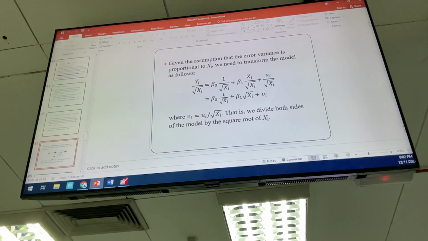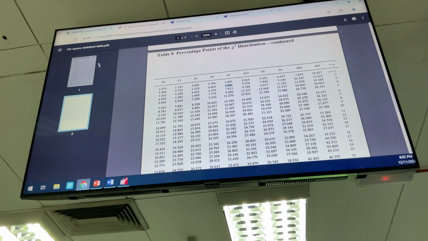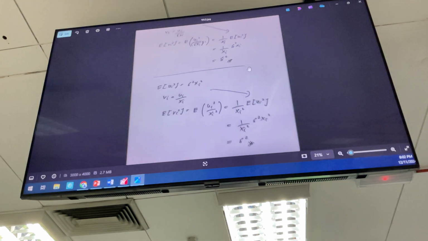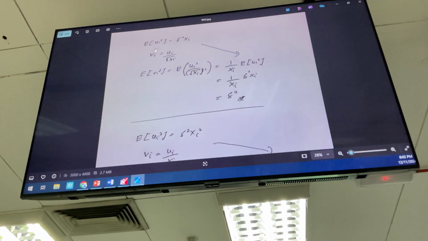So our new error term vi is given by this, where we divide both sides of the model by the square root of xi. It can be proved easily that the error variance vi in the transformed regression is homoscedastic, and therefore we can estimate the transformed model using the usual ordinary least squares. If you refer to this one, I provide this structure. This is the proof, just like before, but for the case of unknown value. Given that vi equals this, the square of vi equals this.